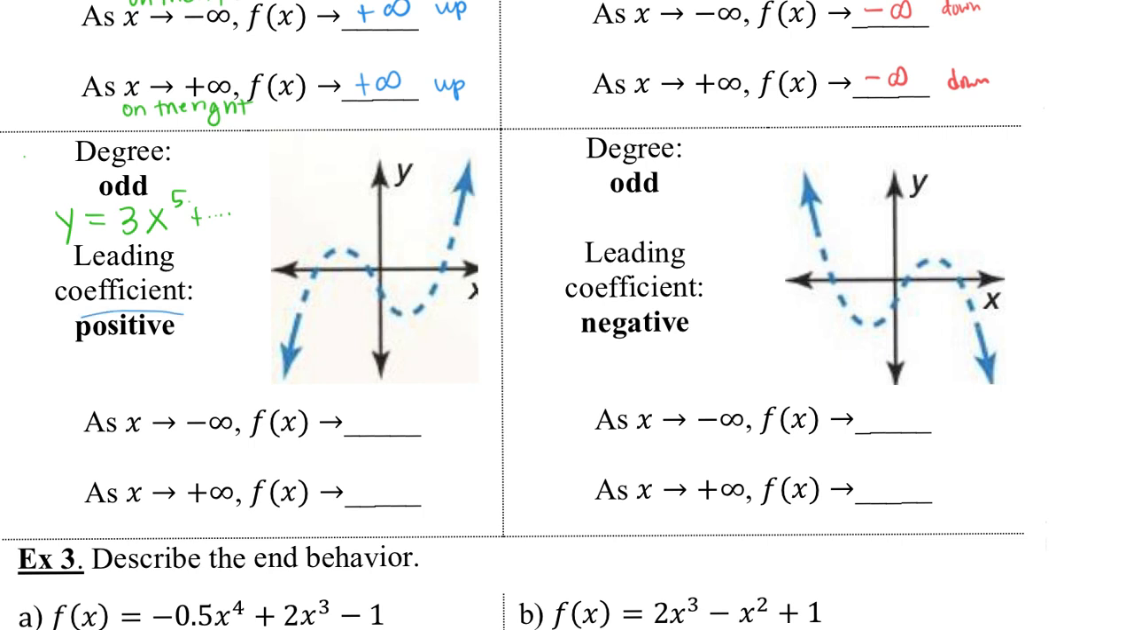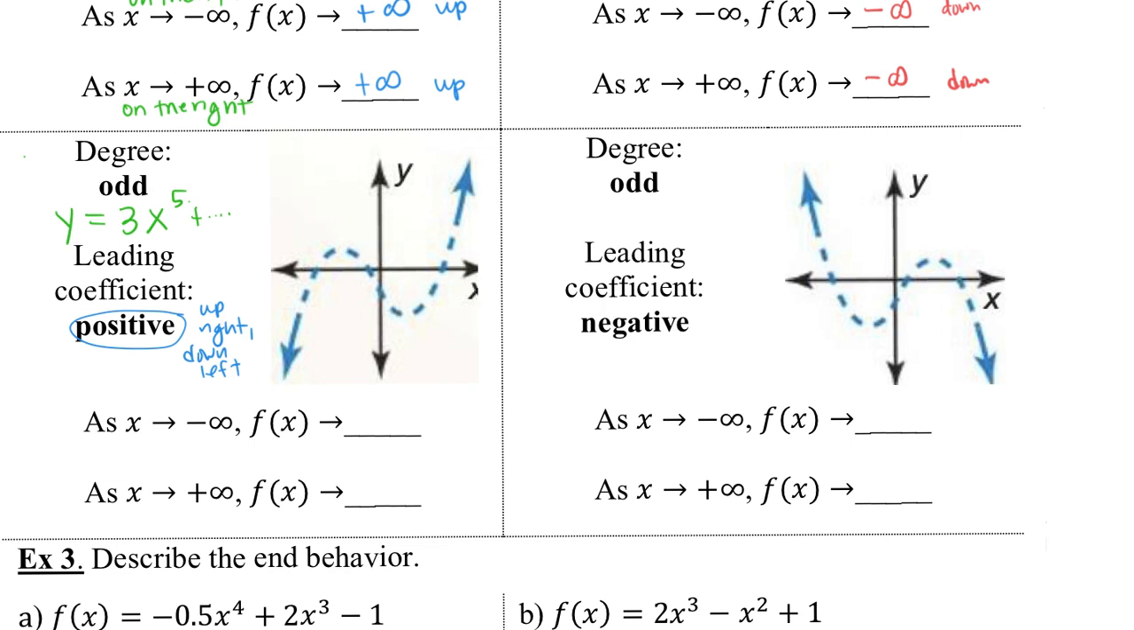Okay, if it's positive, it goes up on the right, down on left. And I'd like to think of it as a positive slope. Positive slope is down to up. A linear function is actually odd. So down to up. Down on the left, up on the right.